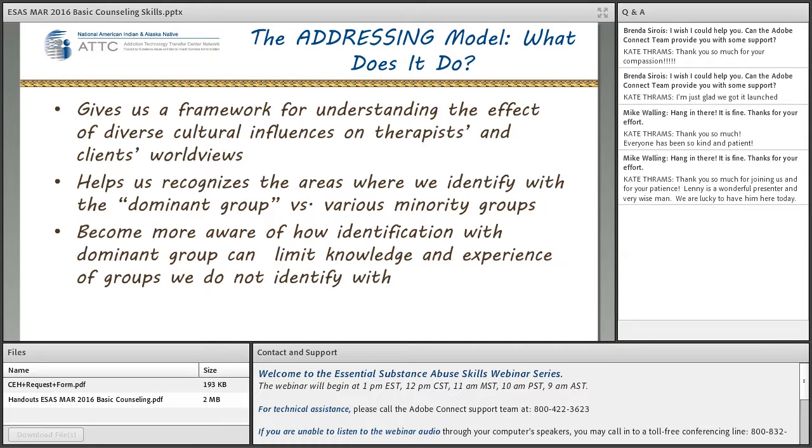The ADDRESSING model, what does it do? It gives us a framework for understanding the effects of diverse cultural influences on therapists and clients. It helps us recognize the areas where we identify with the dominant group versus various minority groups. We become more aware of how identification with dominant groups can limit knowledge and experience of groups we do not identify with.